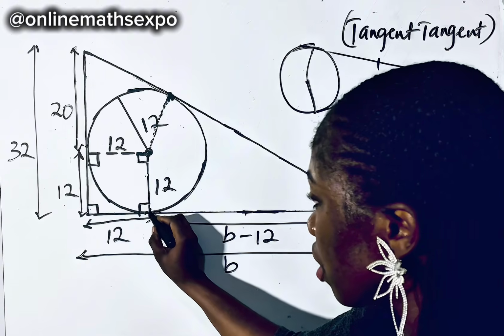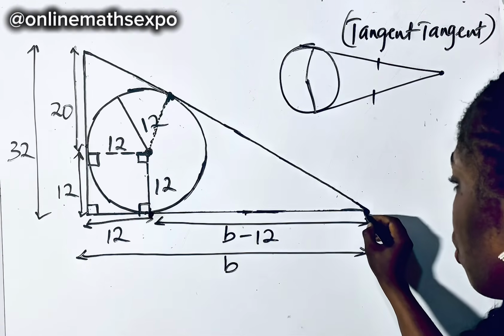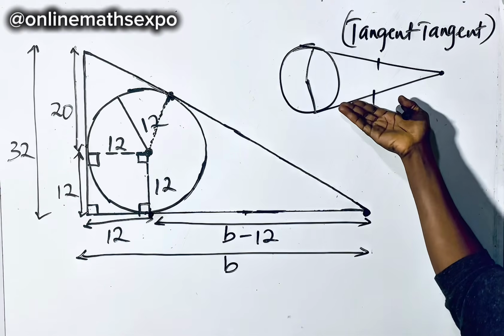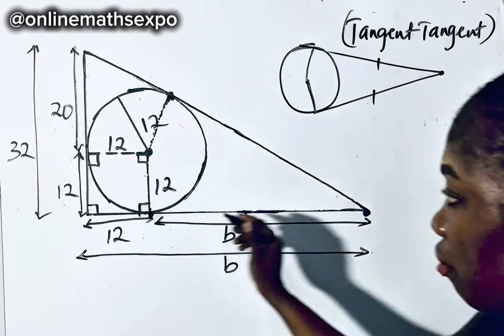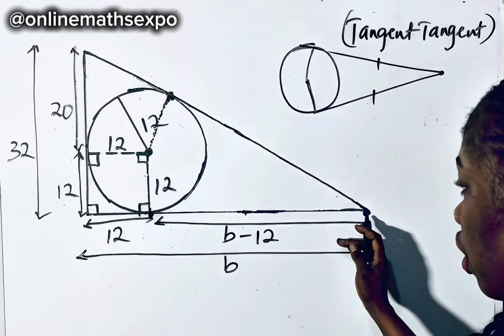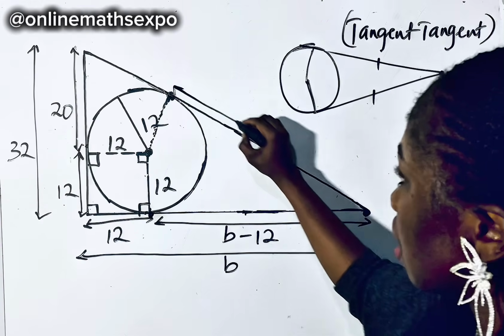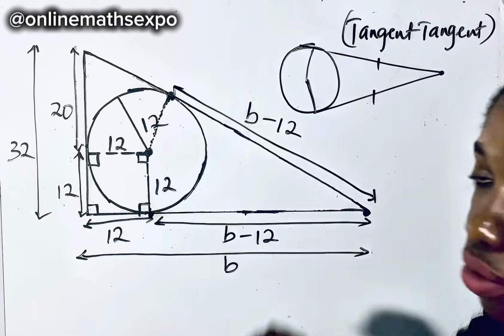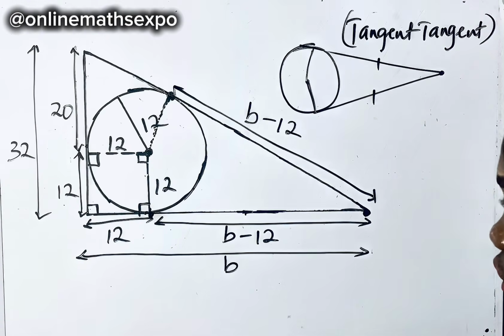And if this is true, it means from here to here should be equal to from here down to this end, obeying what you have established here. And from here to here measures b minus 12. Did you see it? So it means that this length is also going to measure b minus 12. What should we do next?